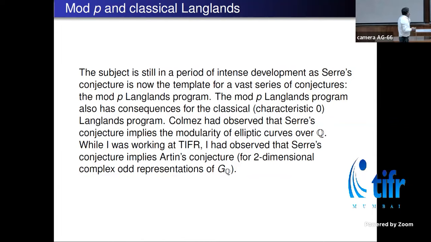So also in the mod p Langlands, one might wonder, is it some kind of niche technical thing? But on the other hand, it does imply the characteristic zero cases which people have traditionally cared about. For example, Serre credits Pierre Colmez with the observation that his conjecture implies the modularity of elliptic curves over Q.